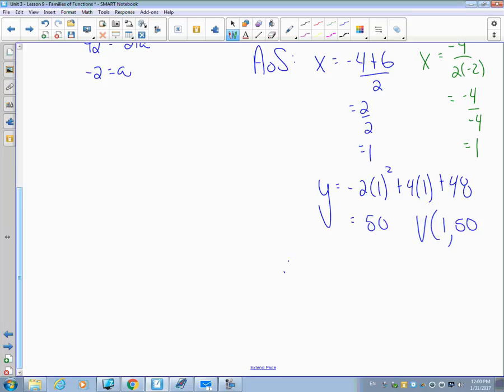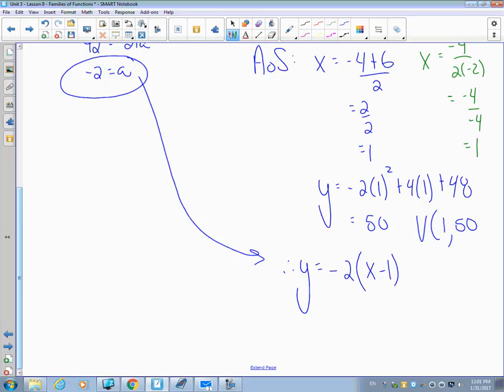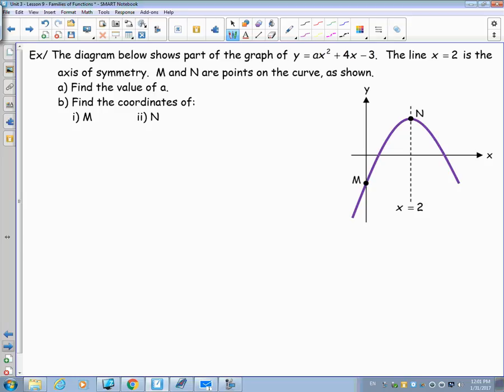So for vertex form, y equals a. Remember, we already solved for a. It's right there. Negative 2 bracket x minus h. The h is part of your vertex, squared plus k. And here's vertex form. Okay, so our three forms: some algebra skills, some rearranging skills. Let's try the next one.